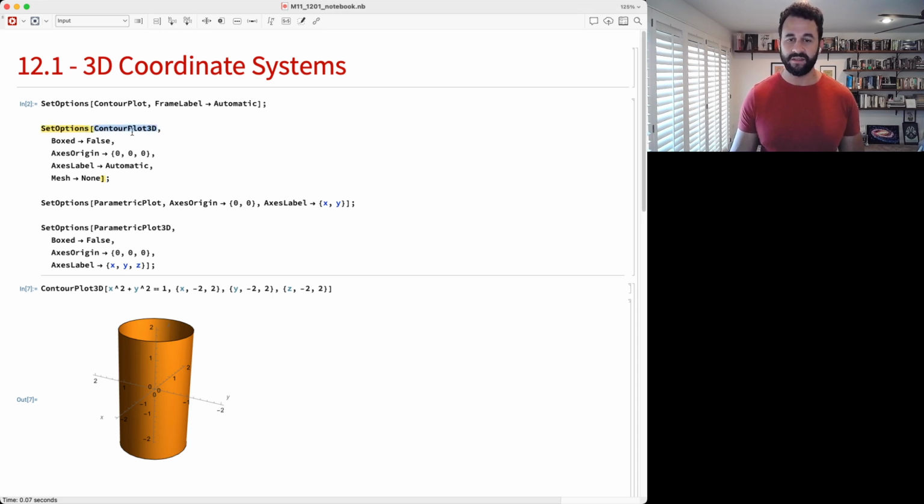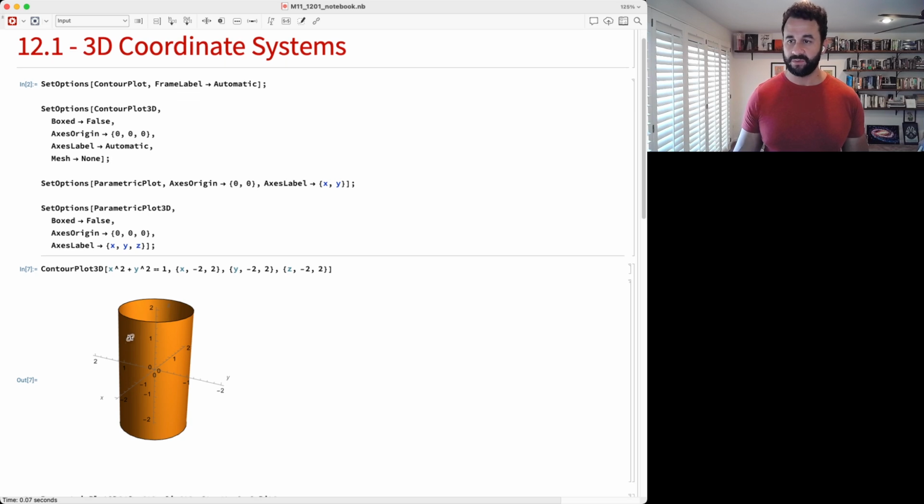Got some commas here. Boxed false means I don't want the box to be outside of it. I can set where the axes are going to be. The labels, in this case, I want to be automatic, and you'll see here that it automatically labels them X, Y, Z. And mesh none, I basically don't want it to show the mesh that it's using to generate the image. We'll play around with these in the activities. I'm not going to mess with them right now. But this is what it looks like.